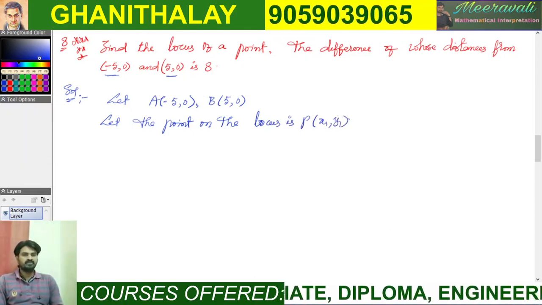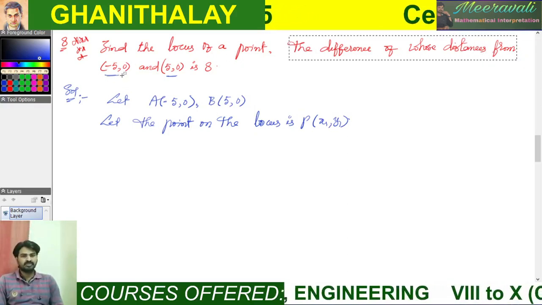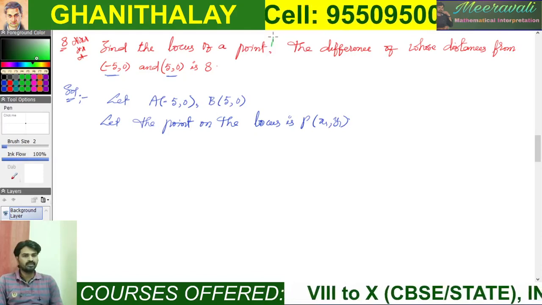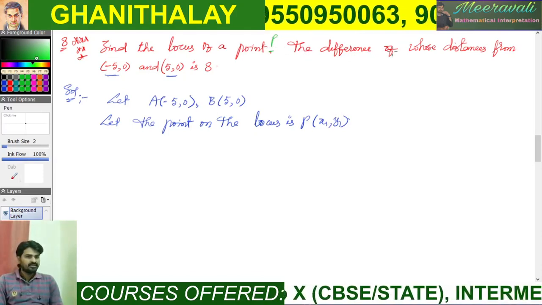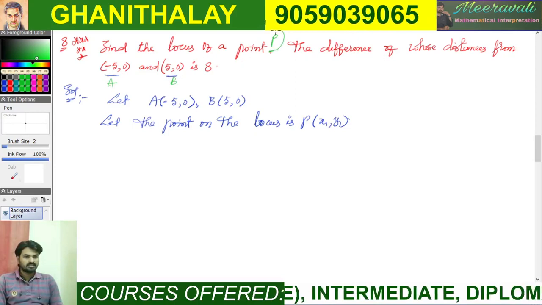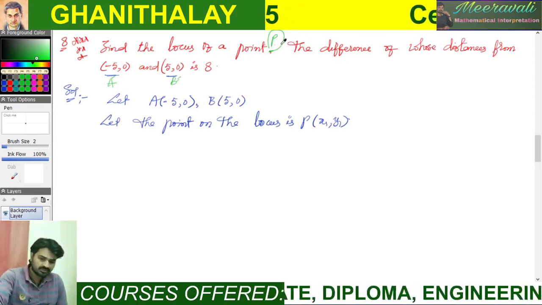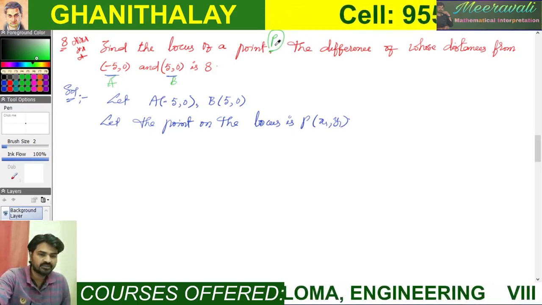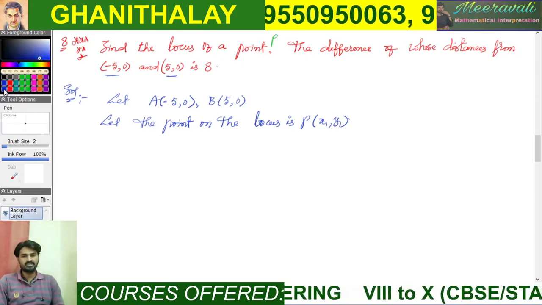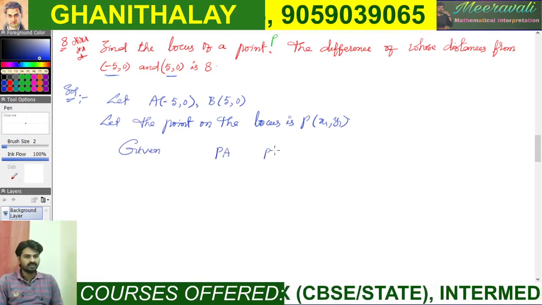So what is given here? The difference of whose distances from A and B. What is the locus of a point? You have taken the point P. The difference of its distances from this point A and this point B. So that means the distance from P to A and the distance from P to B. So first you have to take the distances: distance from P to A, PA, and distance from P to B, PB.